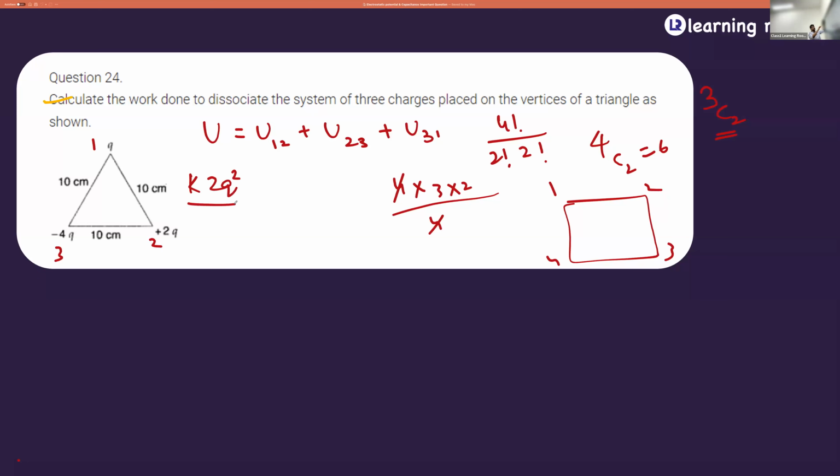Is it an equilateral triangle? 10, 10, 10. So it is going to be 10. Or I'll write it as A for now. In the end, I'll substitute the values. So K into 2Q square divided by A plus what is U23? K into, that's right, minus 8Q square divided by A. So what about this one? K into minus 4Q square divided by A.